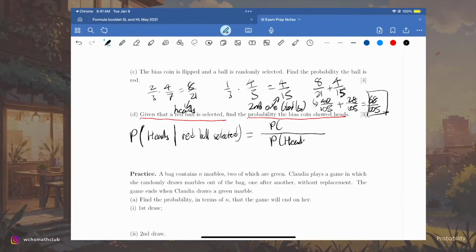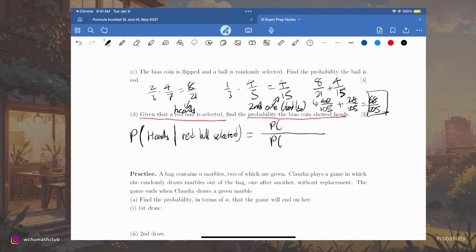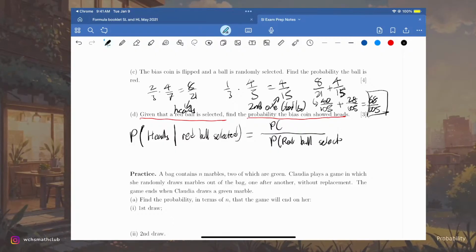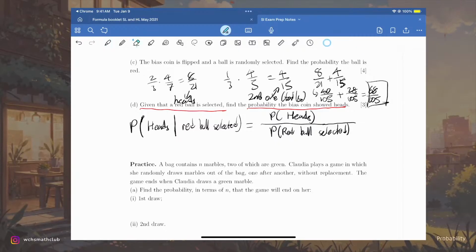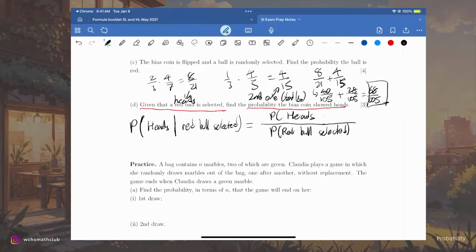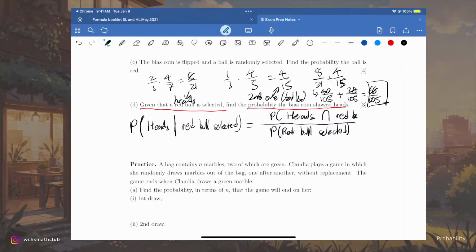Sorry. We'll just write it down first. So our probability of heads over our probability that the red ball was selected. Oh, sorry, yeah. This should be heads and, so you denote that with this intersection symbol. It looks like an upside down U. Red ball selected.